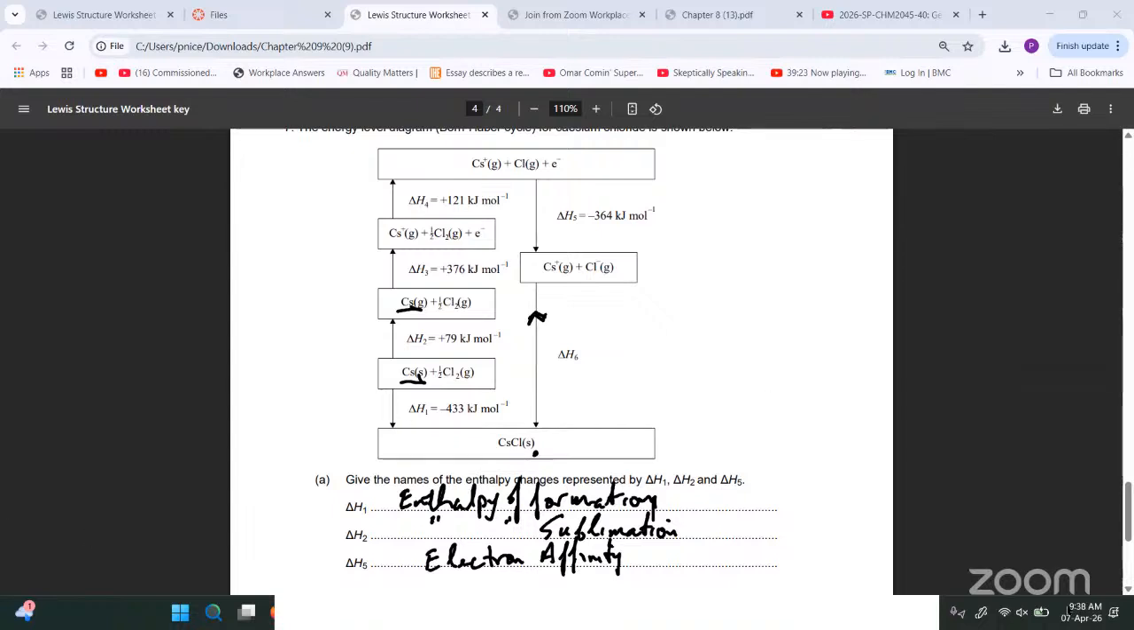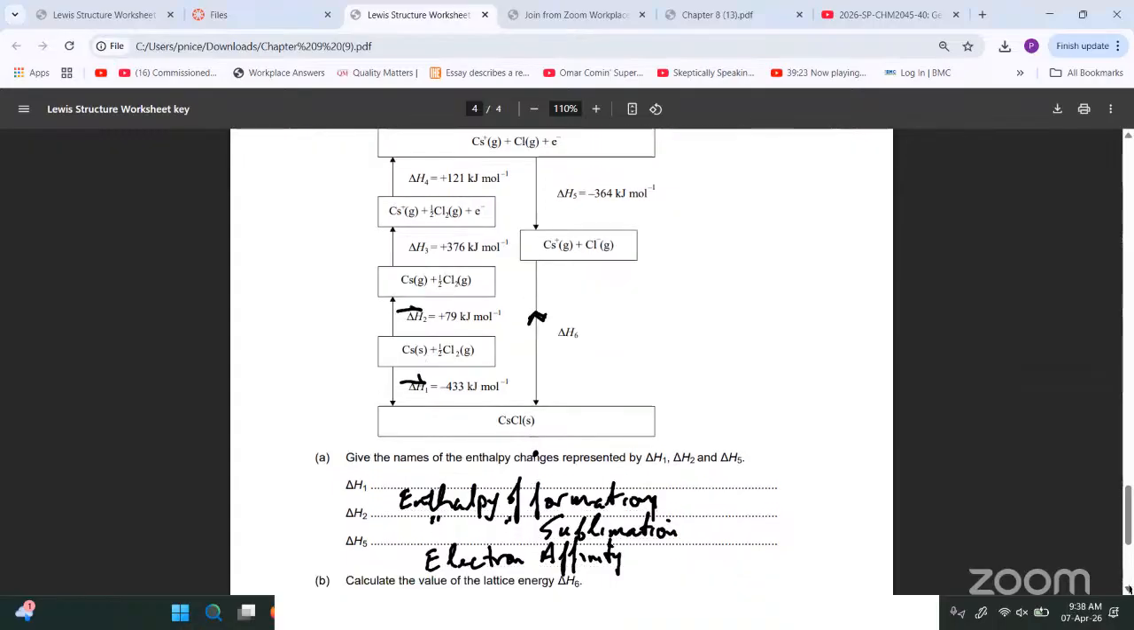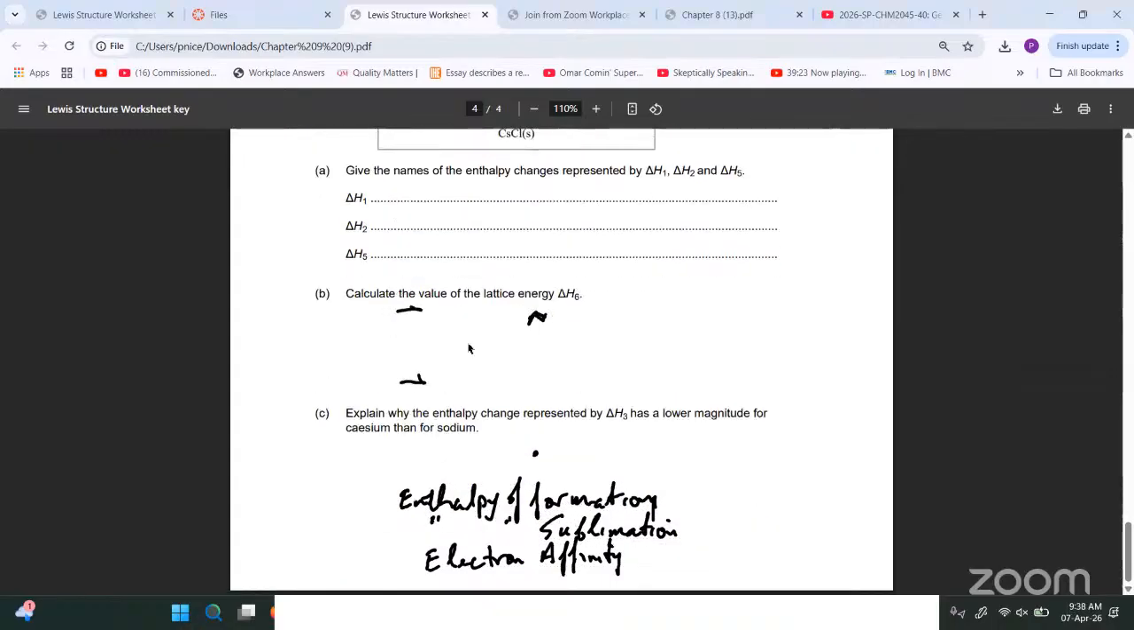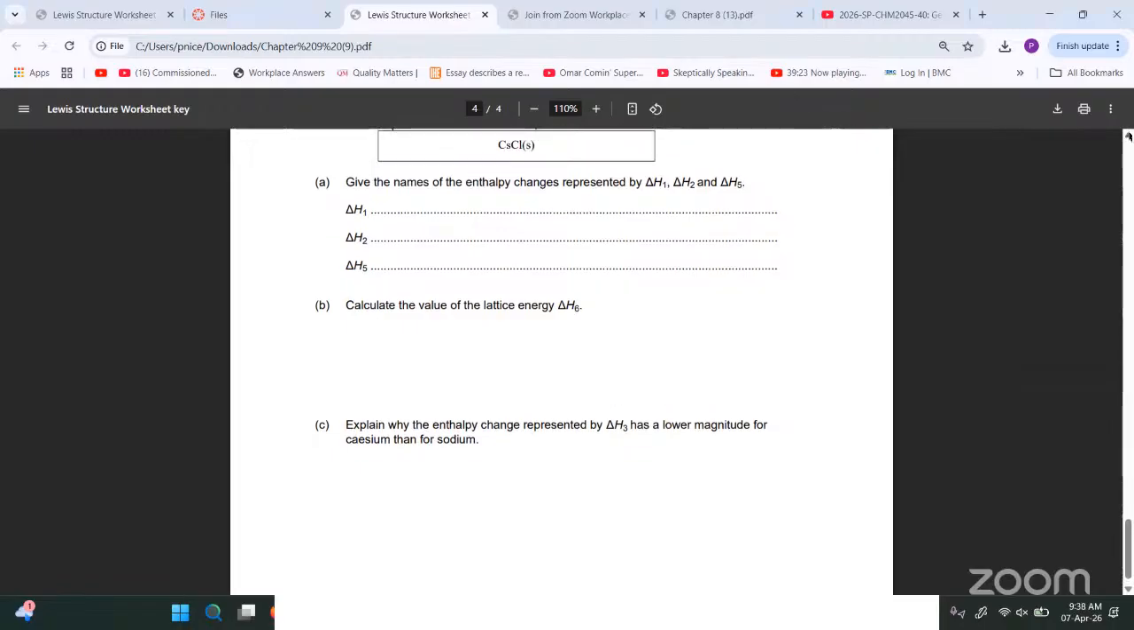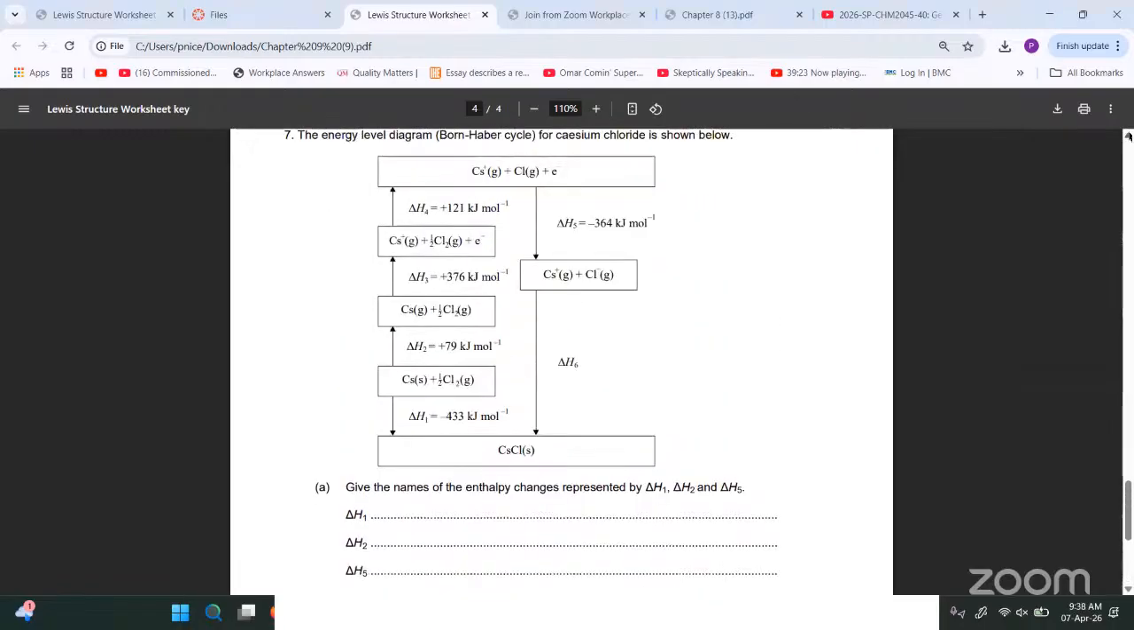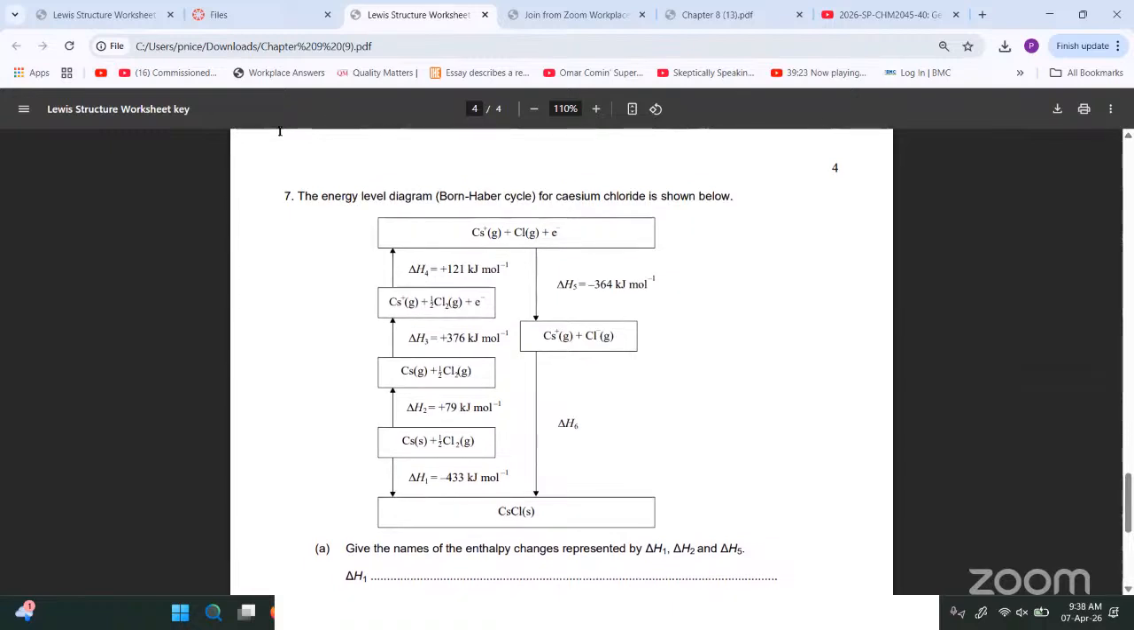So let me scroll down to see what the B part says. The B part is asking for you to calculate the value of the lattice energy, which is delta H6. As I said before, the lattice energy is the energy required to break up the ionic compound into its gaseous ions. So the question is asking us to find this energy here, which is defined in your textbook as the lattice energy.